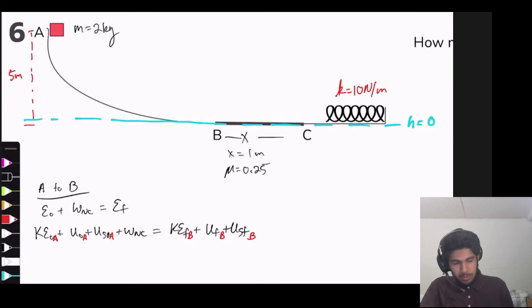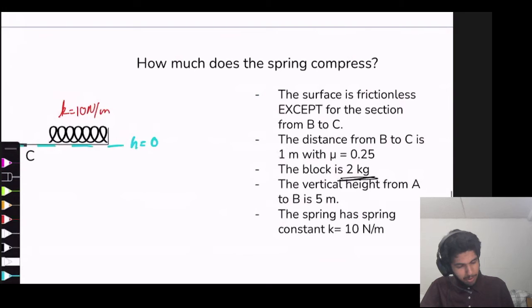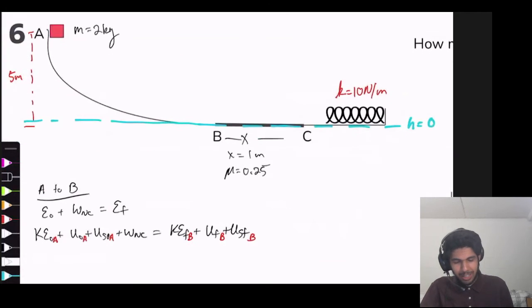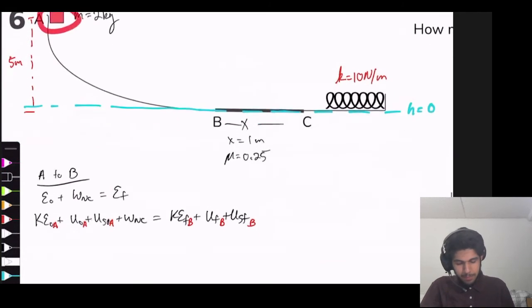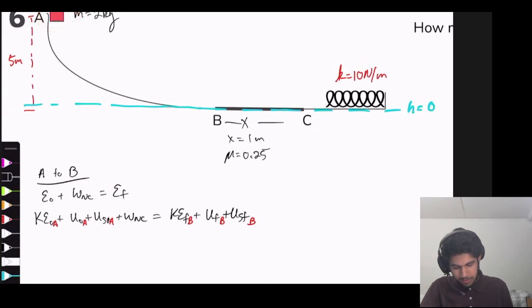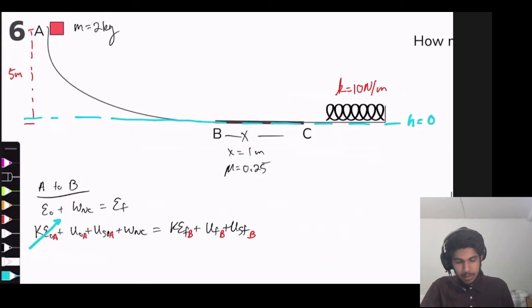Okay, so the block starts from rest. I don't think it's given to us, but we'll just assume that. It starts from rest up here. So that means there's no kinetic energy initially, so we will make that go to 0. Is there potential energy? Yes, we're not at h equals 0, so that's a non-zero quantity. Is there spring potential energy? No, because there's just no spring involved from A to B, so we don't have to worry about any potential energy of the spring initially.